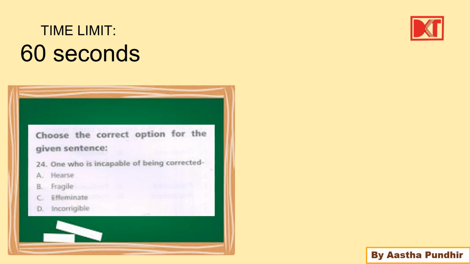Okay, now we have another one word substitution. One who is incapable of being corrected. A. Hears. B. Fragile. C. Effeminate. D. Incorrigible. The correct answer is D. Incorrigible. Alright, one who is incapable of being corrected. And for the rest of the words, let me tell you their meanings. And the first word is hears.